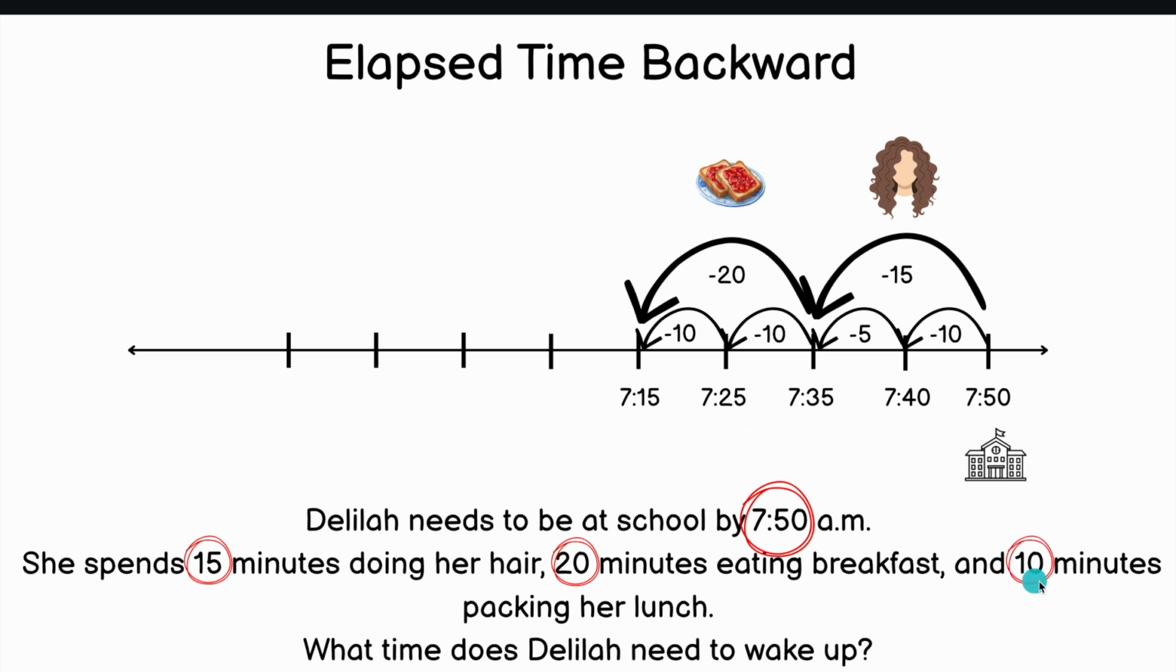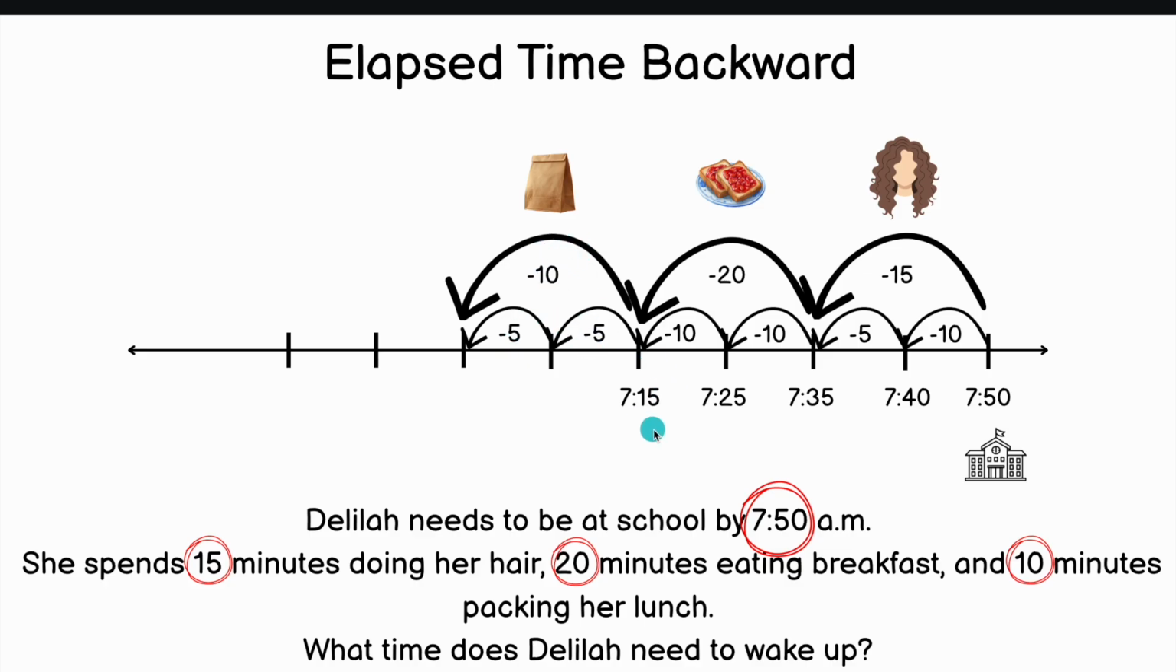We also notice that she takes 10 minutes packing her lunch, which is before she gets to school and before she does her hair and before she eats breakfast. And that takes her 10 minutes. Let's break up 10 minutes into 5 minutes and 5 minutes because 5 plus 5 makes 10.